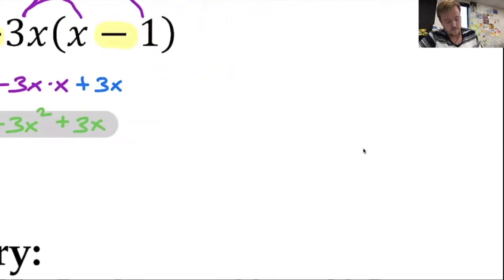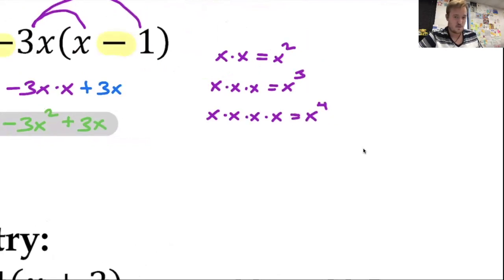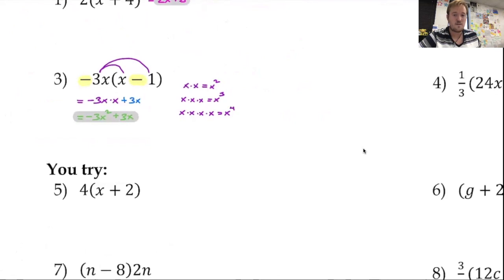So just to write it out for you, if I have x times x, that would be x squared. If I have x times x times x, that would be x cubed. If I have x times x times x times x, that would be x to the 4th, and so on and so on. All right, number 4.